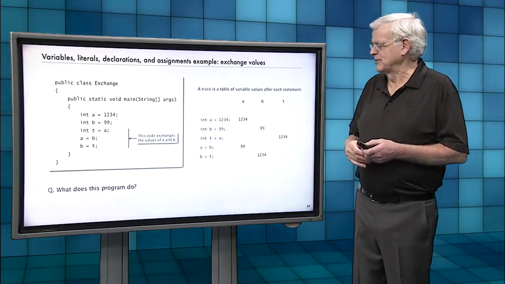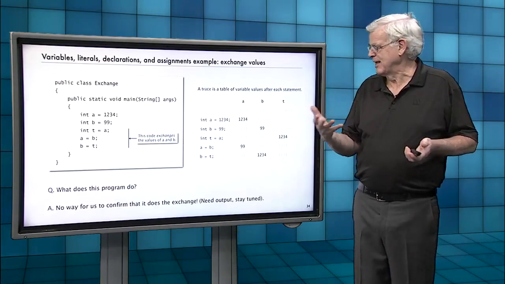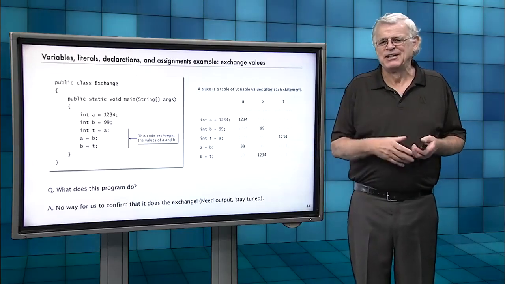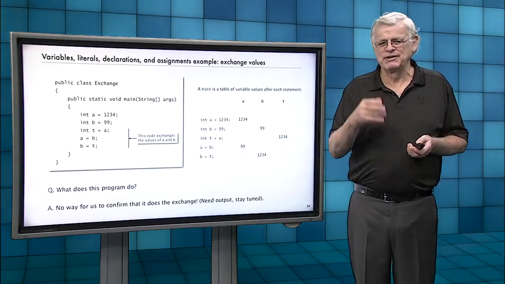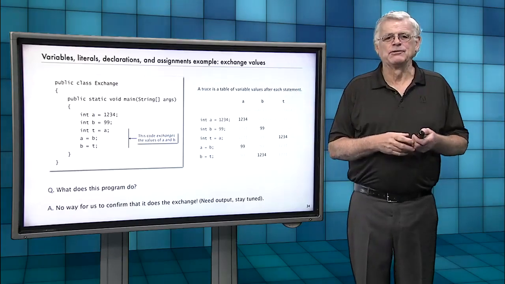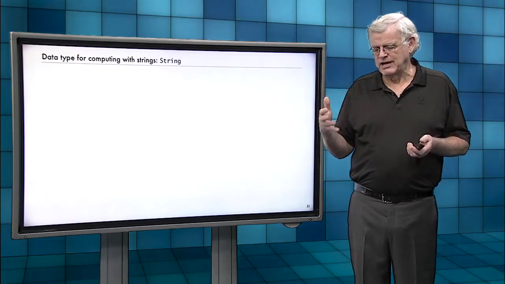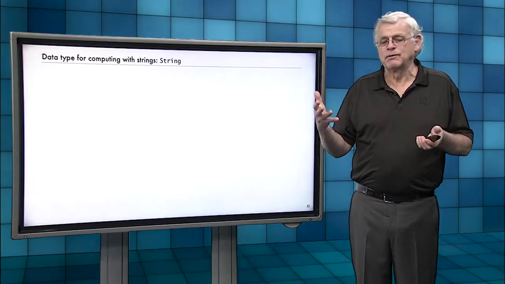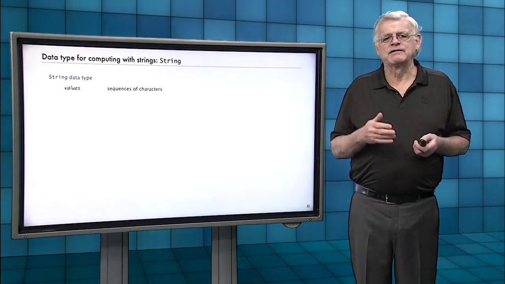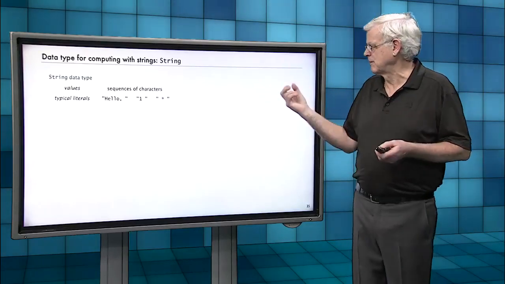So the question is, what does this program do? And actually, if you type in this program and run it, well, nothing's going to happen. There's really no way to tell what it did. We need some output for that. So we have to put a print line like for hello world, and we'll talk about that in just a second. But what the program does is exchange the values. Okay, so in order to provide that output so that we see it when we run the program, that's what we use strings for.